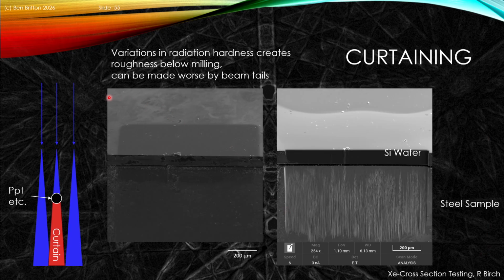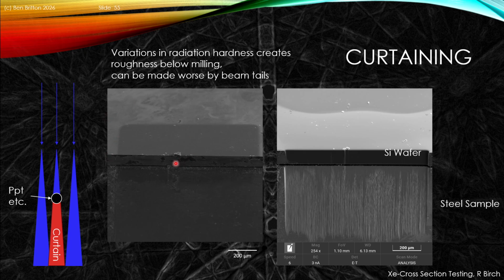Another artifact that can exist is the so-called curtaining artifact. And this curtaining artifact occurs when you have a variation in radiation hardness across the surface of your material. So for instance, if you have a hard bit of material, you basically get a shadow that will start to create a sort of waterfall or curtain artifact ahead of it, where the material is not milled because this is radiation hard. We can see this example.